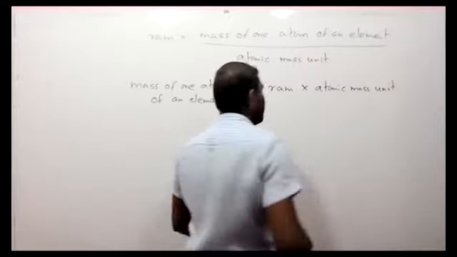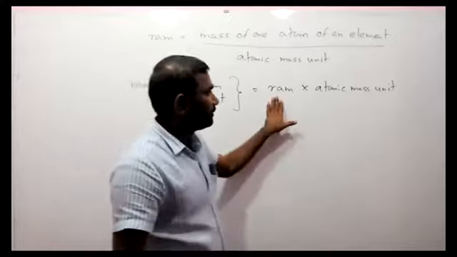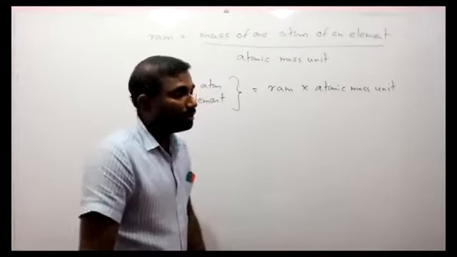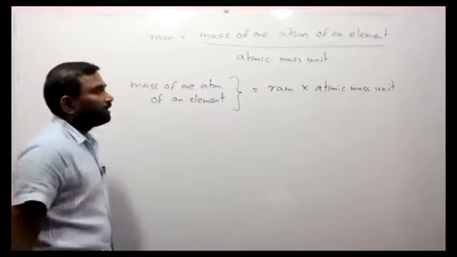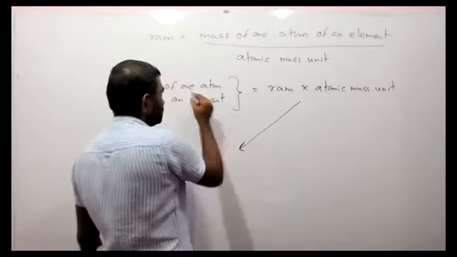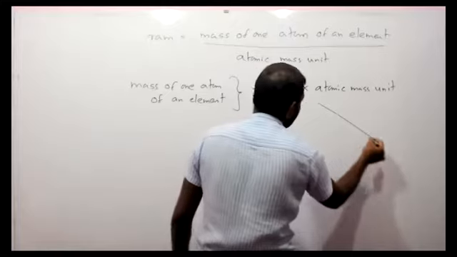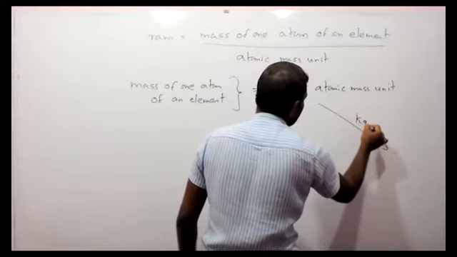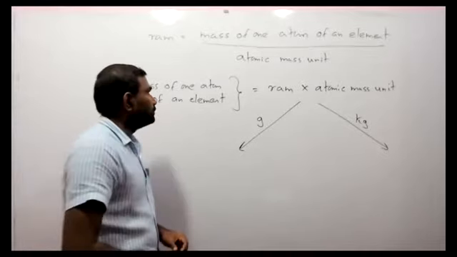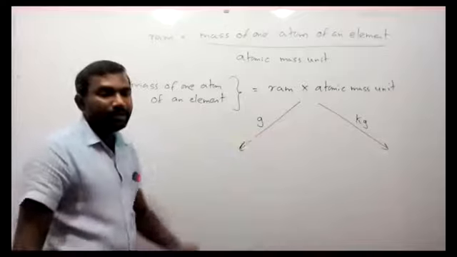So remember, children, if you multiply the relative atomic mass of an element by the atomic mass unit, then you can calculate the mass of one atom of an element. Sometimes you may need the mass of an atom of an element in grams. Sometimes you may need the mass of an atom in kilograms.